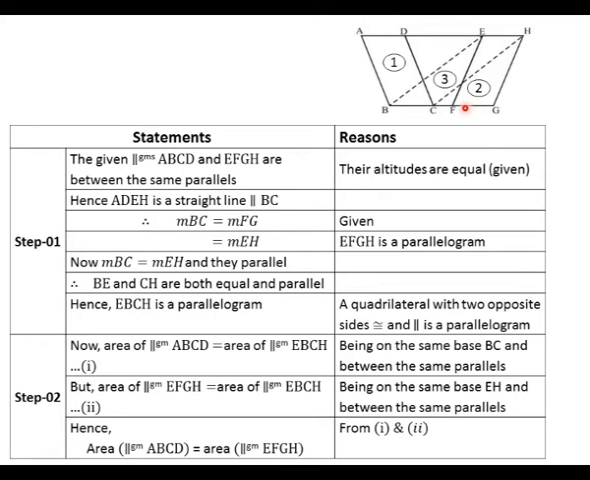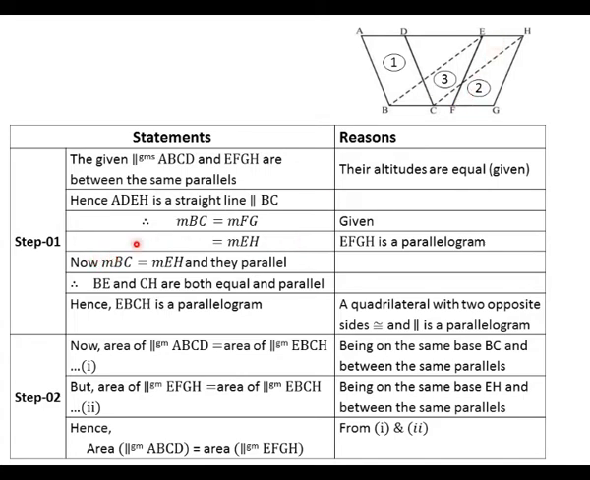Why? Because the bases of both parallelograms are equal, as given in the statement. Further, FG is equal to EH. Why? This is FG and this is EH. These are equal because they are the opposite sides of a parallelogram, and opposite sides of a parallelogram are always equal. So FG is equal to EH.